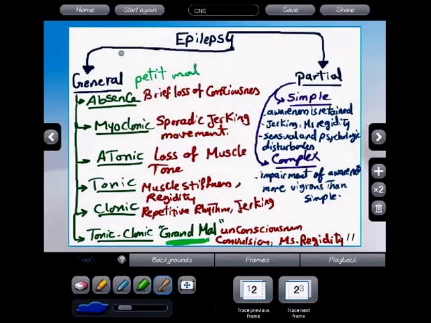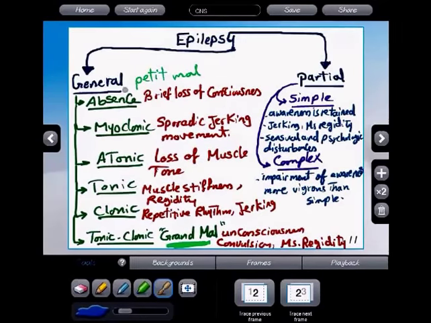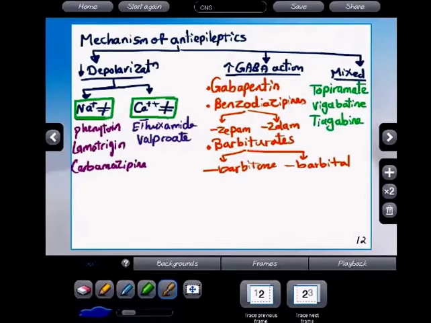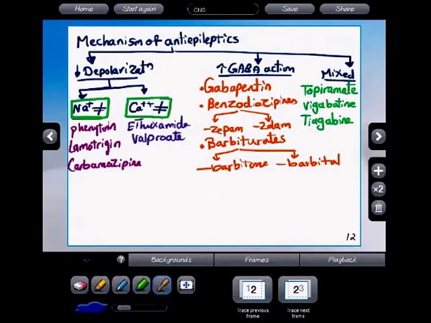Tonic-clonic seizures, which can be called grand mal, involve unconsciousness and at the same moment convulsion and muscle rigidity. How do we treat epilepsy? By giving something that decreases calcium and sodium influx, which decreases depolarization. So I can give sodium channel blockers and calcium channel blockers. Sodium channel blockers like phenytoin, lamotrigine, carbamazepine. And calcium channel blockers like ethosuximide and valproate.